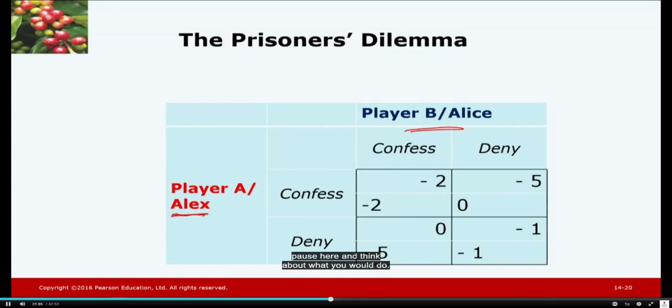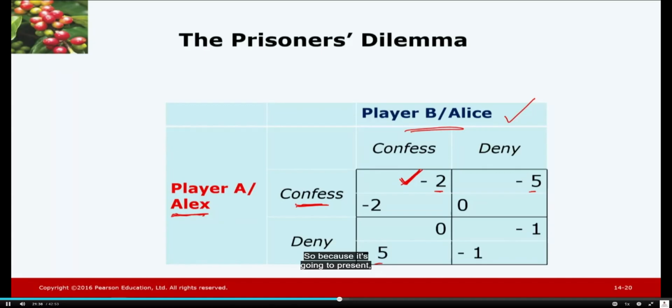All right. So if she believes Alex is going to confess, you're going to look across the top row, ignoring the second row. If she believes Alex confesses, what is her best response? Let's give this a tick, Alice, a tick in each instance. Would it be to confess and go to prison for 2 years, or to deny and go to prison for 5? Which is better? Obviously this, shorter prison time. Okay, so if Alex confesses, her best response would be to confess.